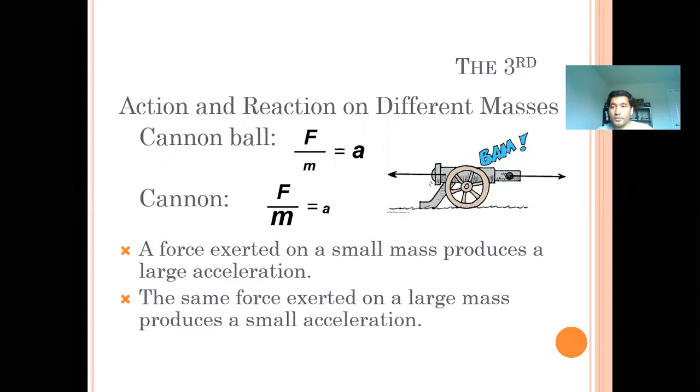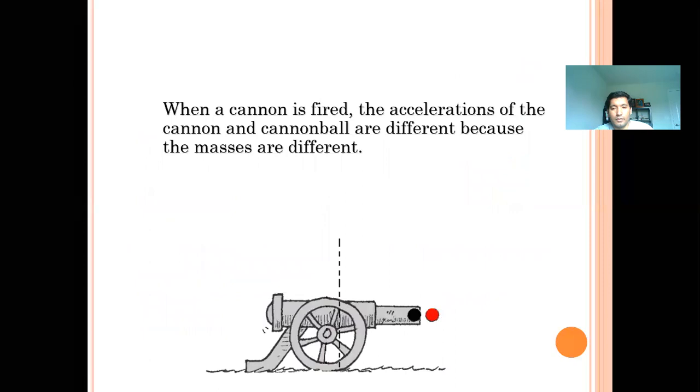That's what we get from Newton's second law, right? If mass is more, then acceleration will be less. If mass is less, acceleration will be more. That's the second law. That's why it happened in the cannon.